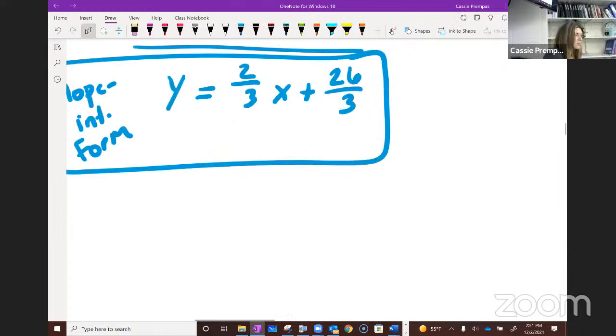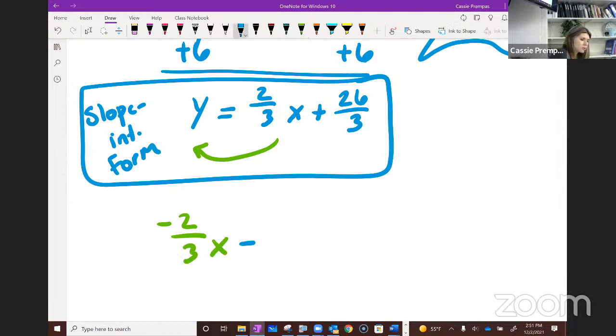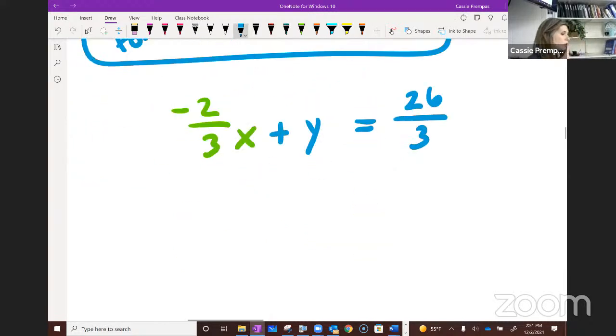Okay, last but not least, we need to convert it to standard. So which variable do I need to move to the other side? X, good. I'm going to subtract it. So I'd have negative 2/3 x plus y is equal to 26/3. We have worked with this type of equation so much here in Algebra 2. You should know how to eliminate all the fractions in one easy step. How can I get rid of those fractions? Multiply by the least common denominator. What's the least common denominator here?